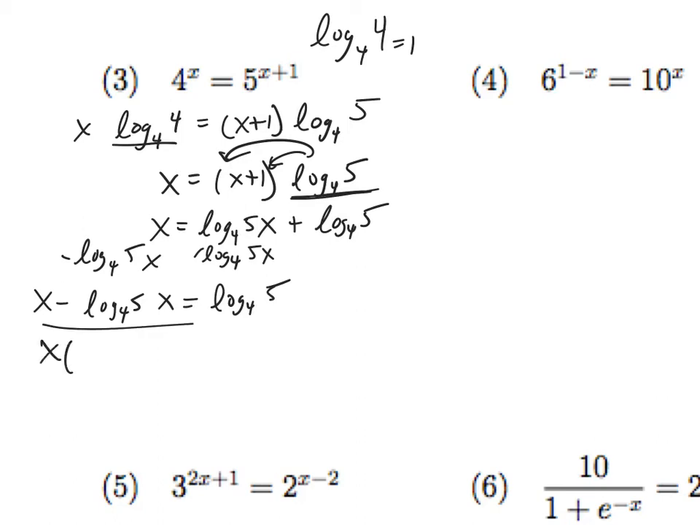So it's going to be x times 1 minus log base 4 of 5. It's a lot of manipulating, I know. Okay, x is now isolated. We did some crazy stuff. I can now get x alone if I divide both sides by 1 minus log base 4 of 5.